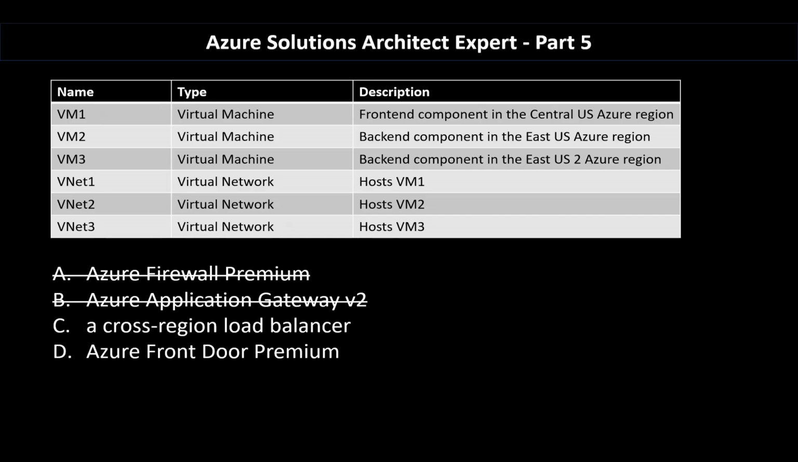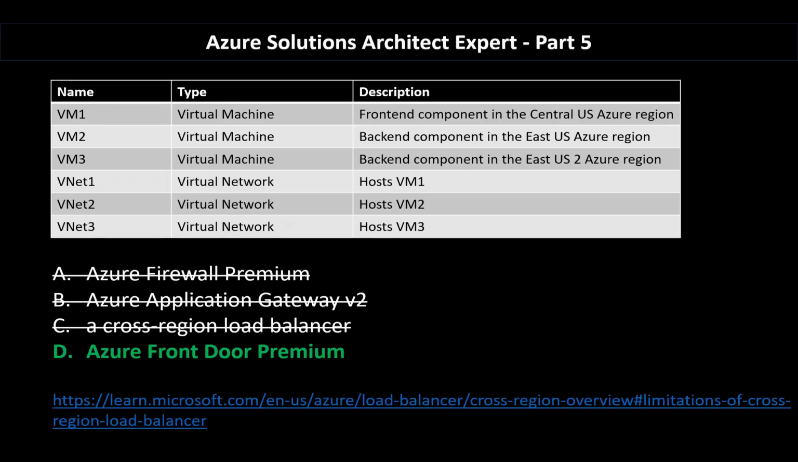Now, third and final requirement is to make use of private IPs, and for that very reason, you will rule out the use of cross-region load balancer. While both Azure Front Door Premium and cross-region load balancer support load balancing across regions, the cross-region load balancer does not support the use of private IPs. You can refer to the link on your screen to understand all the limitations of cross-region load balancers.